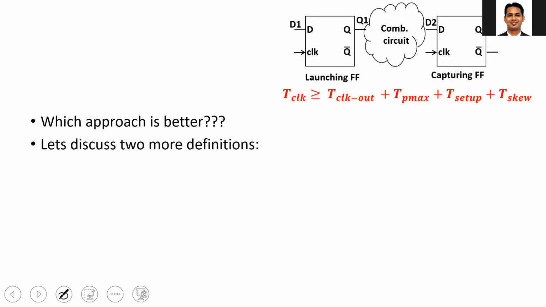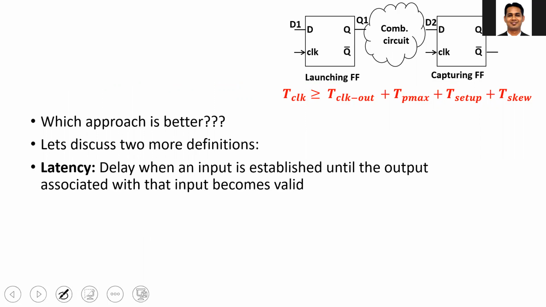So it depends upon what we want. For example, if you want the latency, latency is the delay from when an input is established until the output associated with that input becomes valid. So latency is nothing but the total delay until you get the output which corresponds to the particular input. So if you apply the input x1 and you get the output y1, the delay between the time at which y1 is available and the time at which x1 is applied is called the latency.